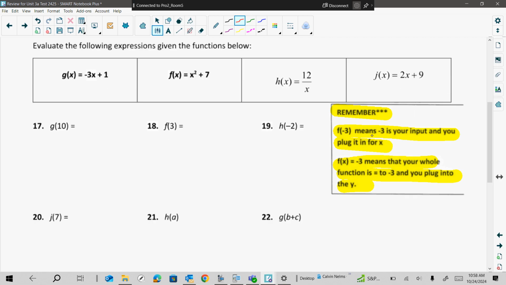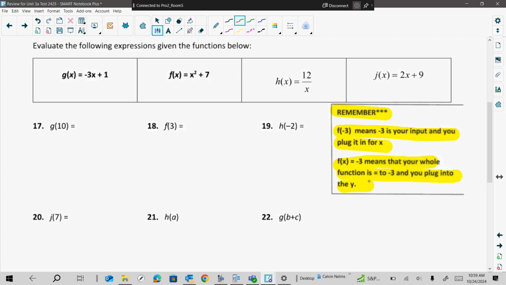F of -3 means -3 is your input and you plug it in for x. So what's inside the parentheses is what you're plugging in. If it's outside the parentheses, like f of x equals -3, that means your whole function is equal to -3, so you're going to plug into y.